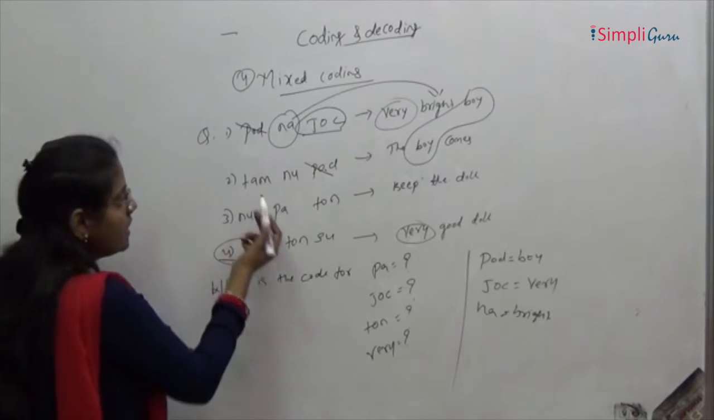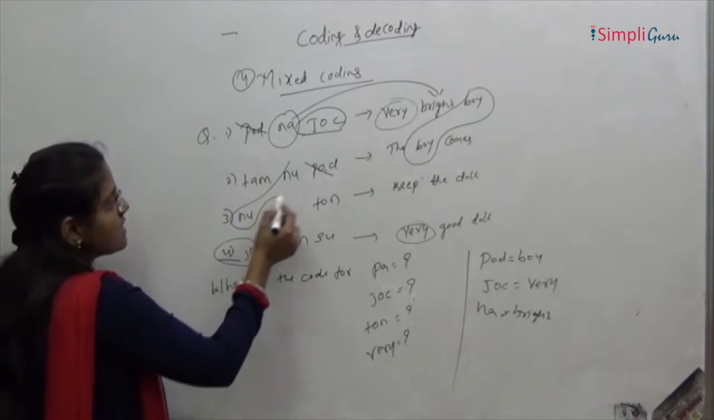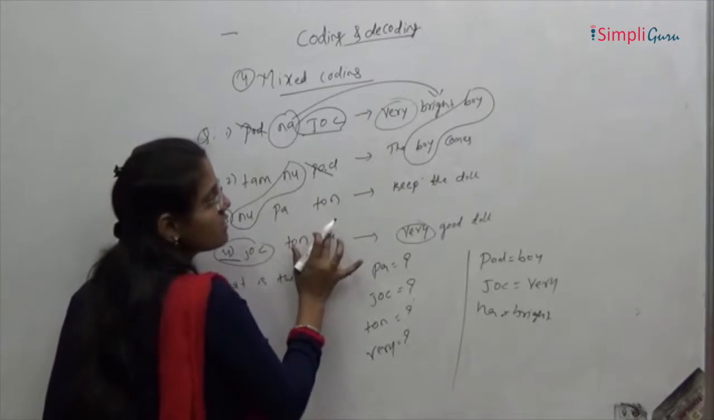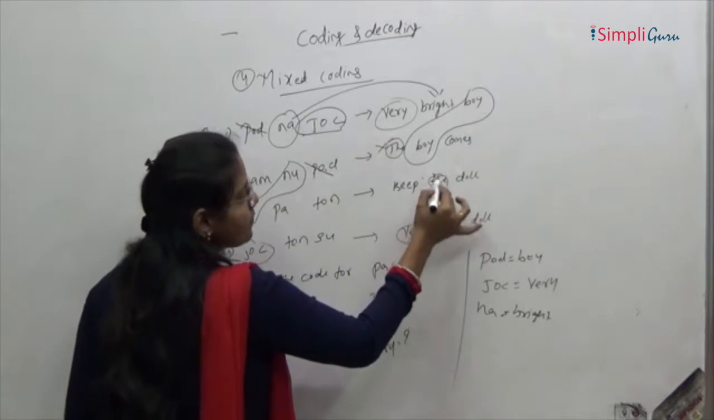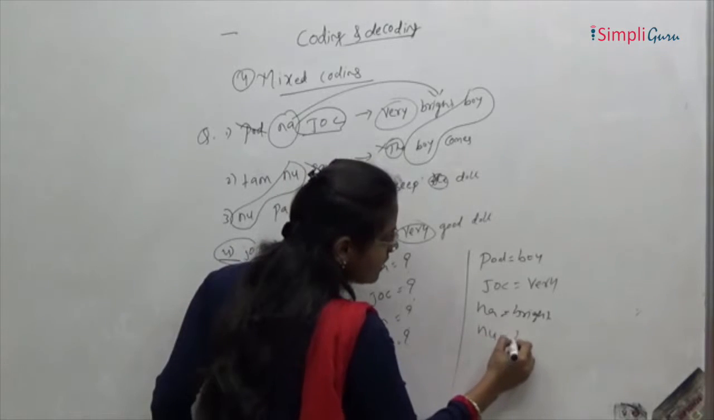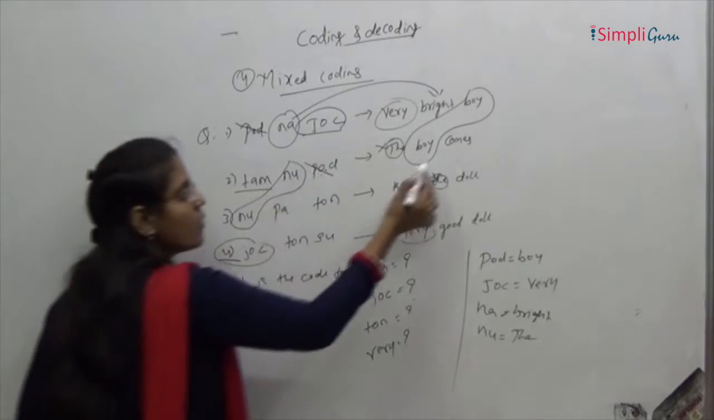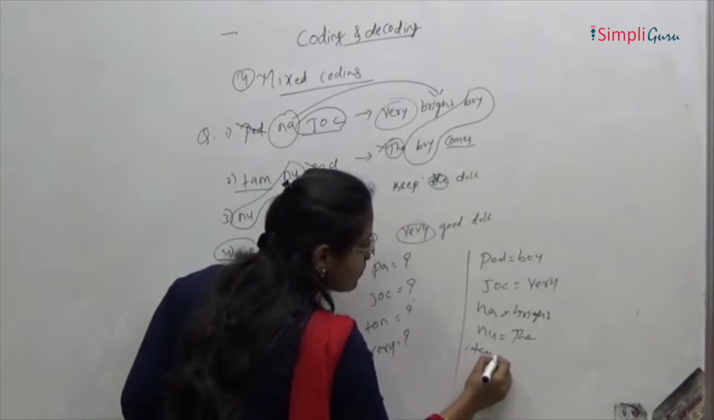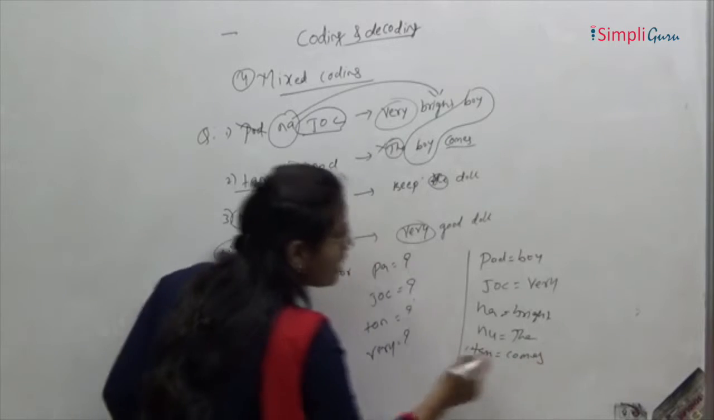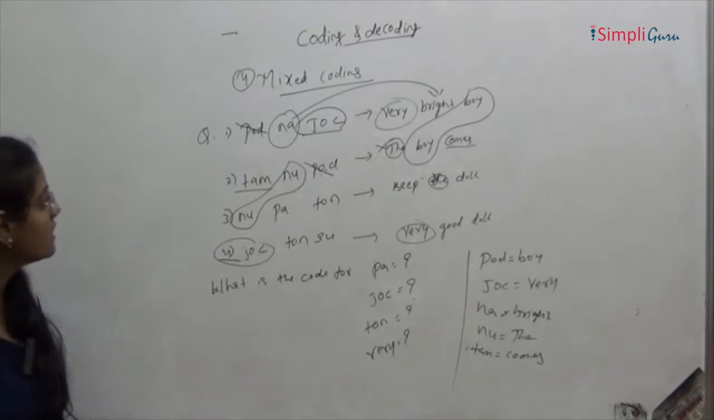Immediately see whether tam is there anywhere. No. Now check for no, is it there in the second and third? Which is the common word for the second and third? I have the. So no will be coded as the. Now pod is over, no is over, so tam will definitely be coded as comes. This is how mixed coding will work out. You can figure out the remaining ones also.